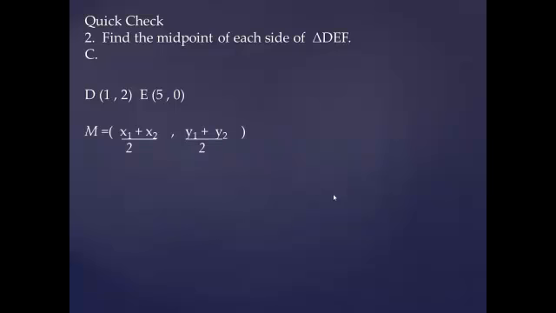Now you're ready to check it. Be sure you've written the formula down. Fill in your x's and your y's. And finally get an answer of 3, 1. Good job if you got that one right. Pause the video if you need to make any corrections to your paper.